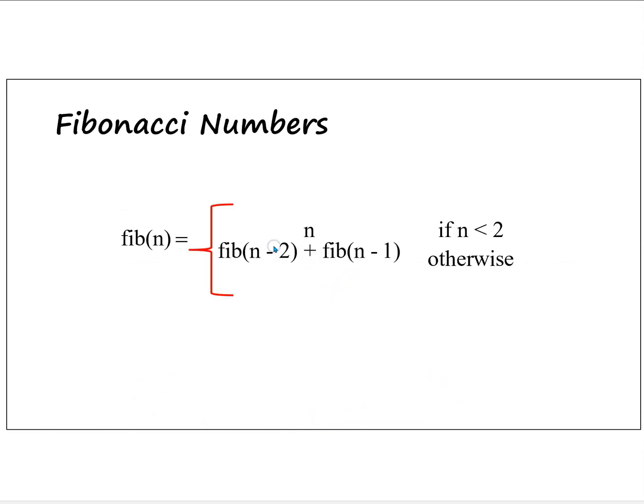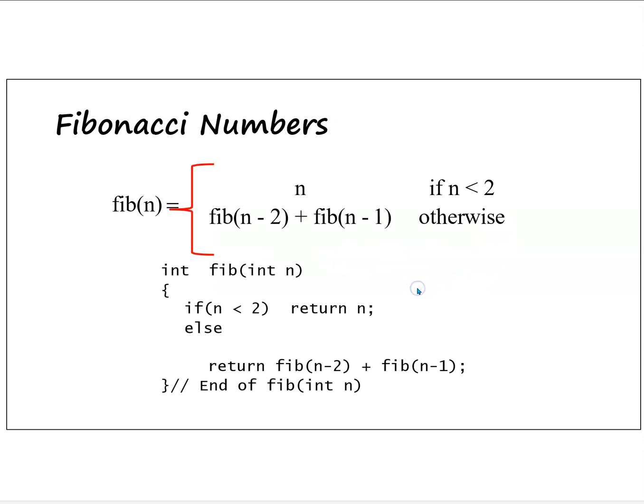It gets messy. So let's take another example from math, the Fibonacci numbers. We've got fib of n equals fib of n minus 2 plus fib of n minus 1 if n is at least 2. So our code looks like: if n is less than 2, return n. Otherwise, return fib of n minus 2 plus fib of n minus 1.